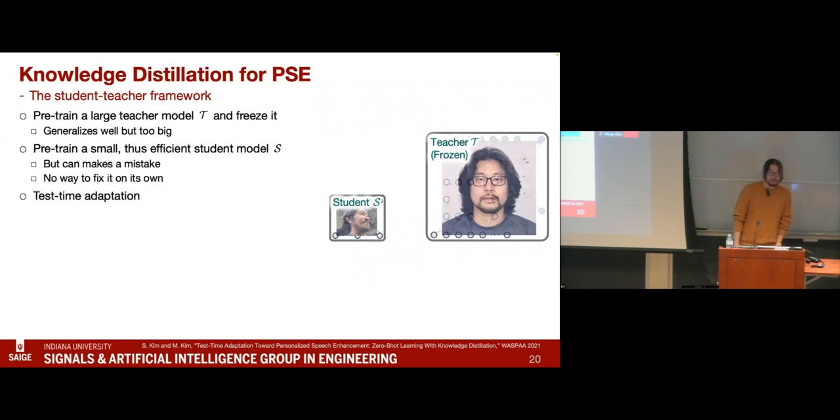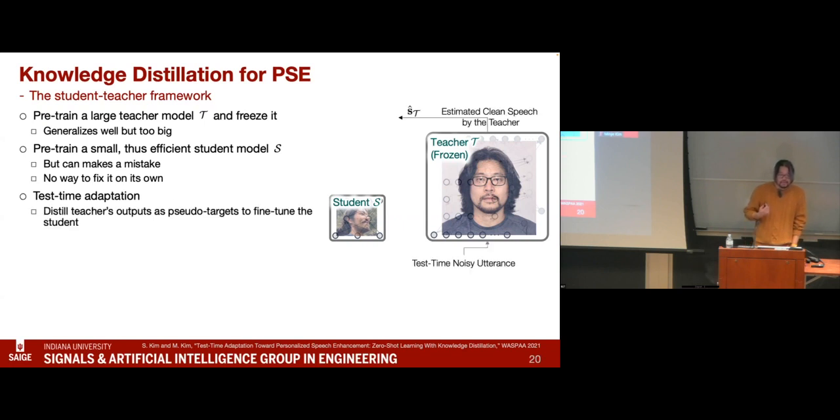So what we can do is, during the test time, for the test time adaptation, we're going to first feed the input to the teacher first, and then the teacher is going to clean up the speech and then give the result to the student, and the student will do its own job, of course, and then compare the results. And of course, professors are always right. So, you're going to consider this result from the teacher as the target, although it's not clean, but you have to assume that it's always correct, right?